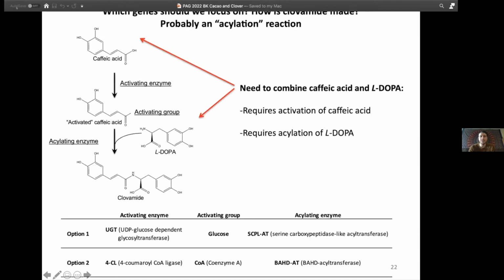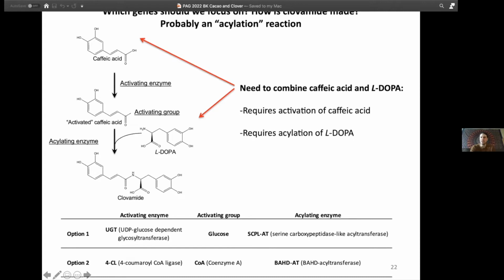Before I get into any of that data, I just want to point out that's a lot of data. Where do you begin when you have expression for over 20,000 genes? I wanted to decide which genes we should really focus on. And in order to do that, you have to think about how clovamide might be made. The most probable pathway is an acylation reaction that takes caffeic acid and L-DOPA and sticks them together with an amide bond. And in order to make this happen, you'll need an activating enzyme to add an activating group to the caffeic acid.